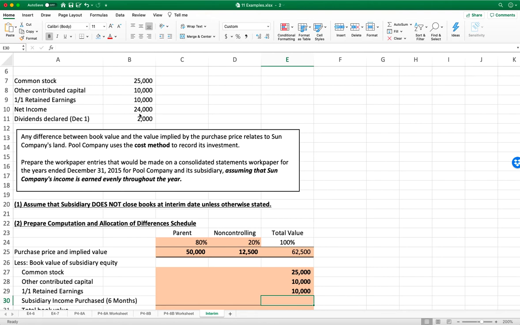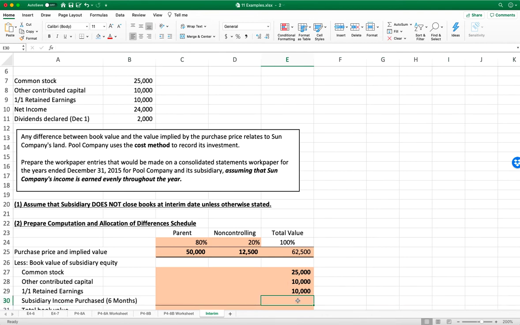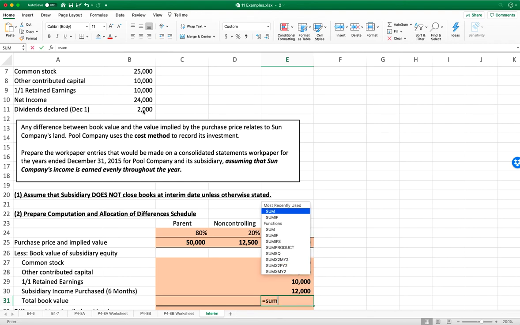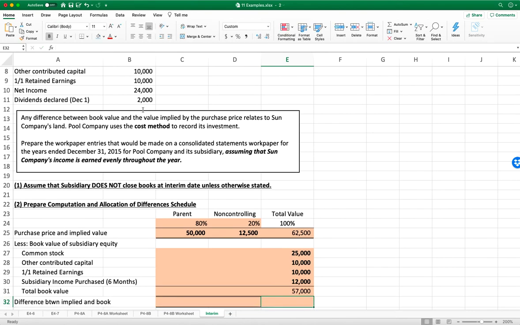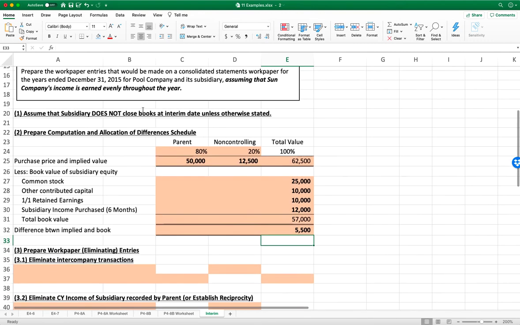So we're going to add a line to our computation and allocation of differences schedule called subsidiary income purchased. Now, we're assuming that they earned their income evenly throughout the year. And since 6 months have passed, that means we can take this net income number, divide it by 2, and that's the income that would have been earned prior to the acquisition date. So now we're going to add these up, and we get a book value of $57,000. Going to compare that to our implied value, which gives us a difference between implied and book of $5,500.